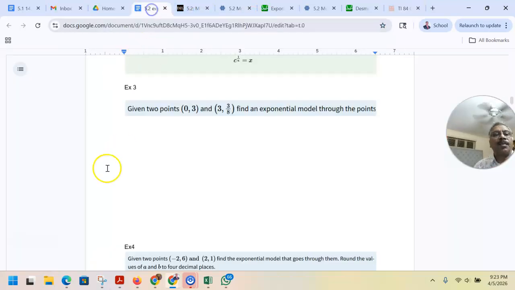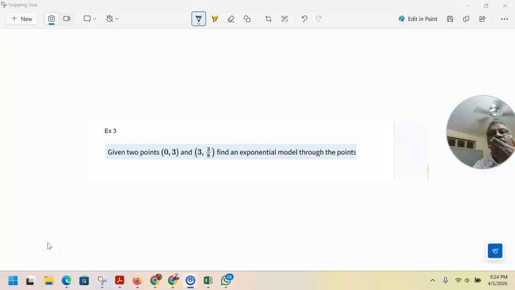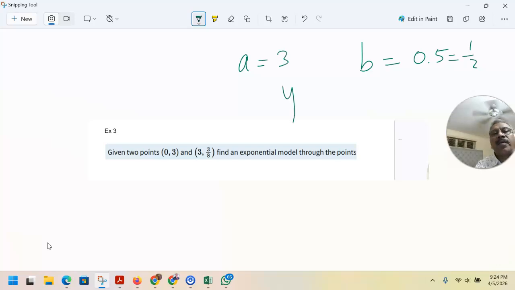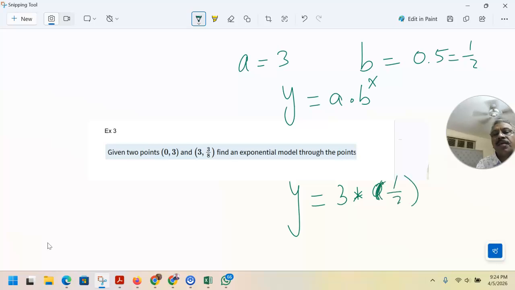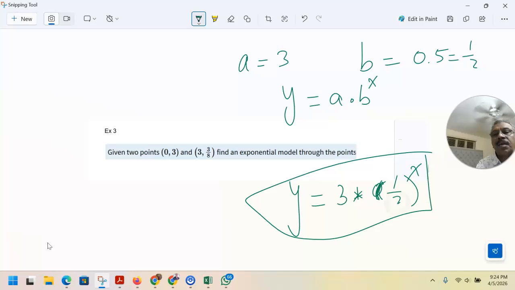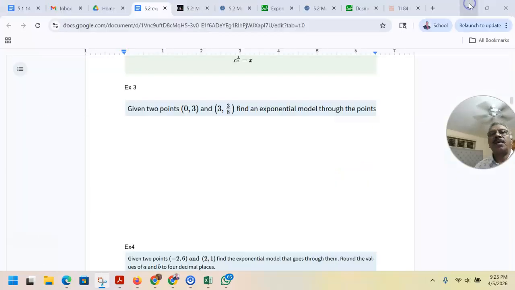Let's go to the next one. So eventually you got b equals 0.5, which is also half, right? And you got a equals 3, so the equation y equals a times b raised to x is now y equals 3 times 0.5 raised to x, or you can also write it as half raised to x. We can put this on the calculator and see what's happening in both cases. So let's go and put it in Desmos.